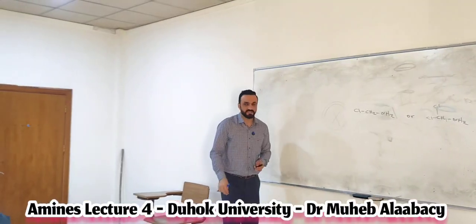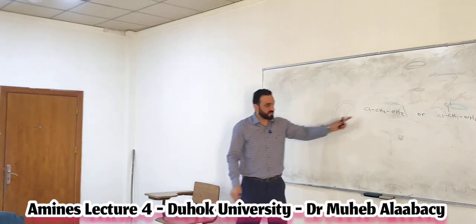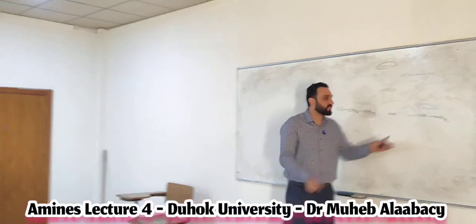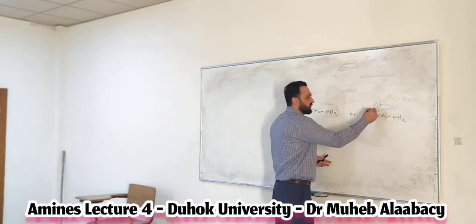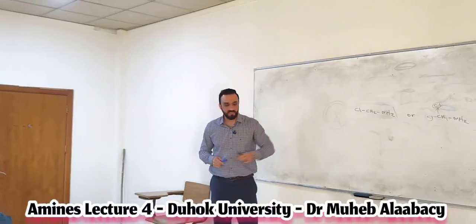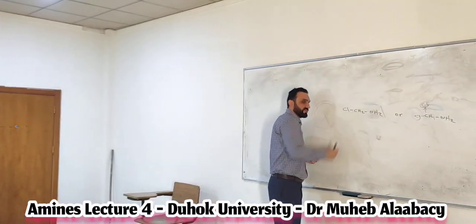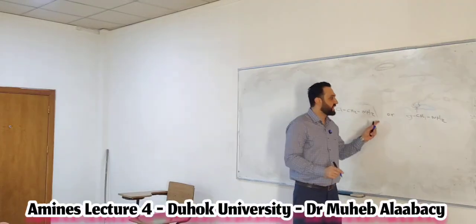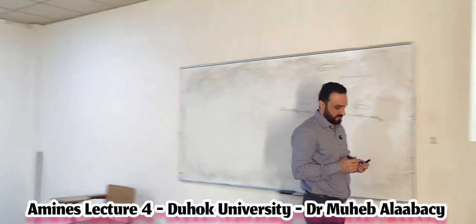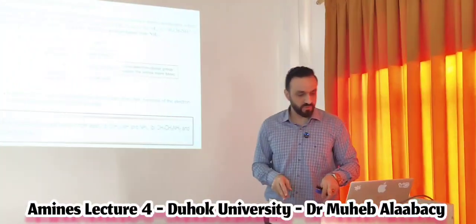Which is the stronger base, this or this? Left. Which is less basic? Right. Why? Because here we have two withdrawing groups. It will decrease the electron density on the nitrogen. Here there is just one withdrawing group, and it will also decrease the electron density on the nitrogen. For this reason, here it will be the stronger base. Do you understand?